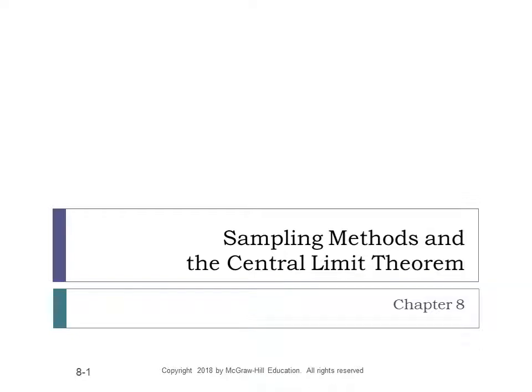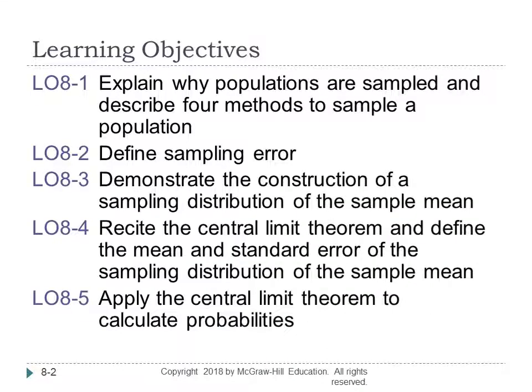In Chapter 8, we will cover sampling methods and the Central Limit Theorem. The learning outcomes or objectives. First, we want to explain why populations are sampled and describe the 4 methods to sample a population. Then we will define sampling errors, and we'll see how to calculate sampling errors for the sampling distribution. Demonstrate the construction of a sampling distribution of the sample mean.